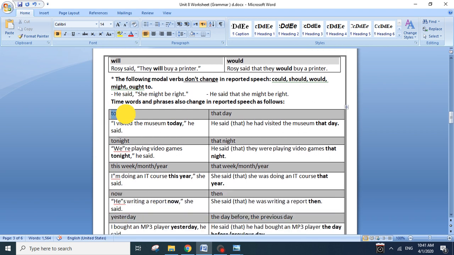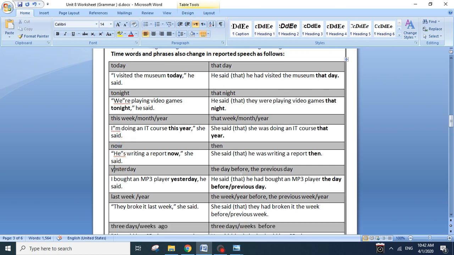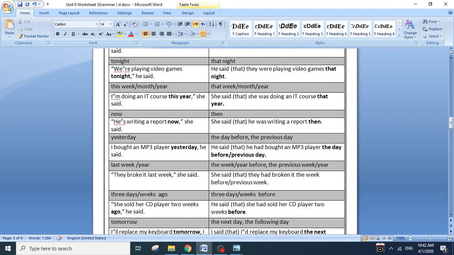These are the adverbs that you have to change: today to that day, tonight to that night, this week, this month, or this year into that week, that month, or that year. Now into then. Yesterday into the day before, or the previous day. Last week, last year or last month into the week before, the year before, the month before, or the previous week, the previous year, the previous month.